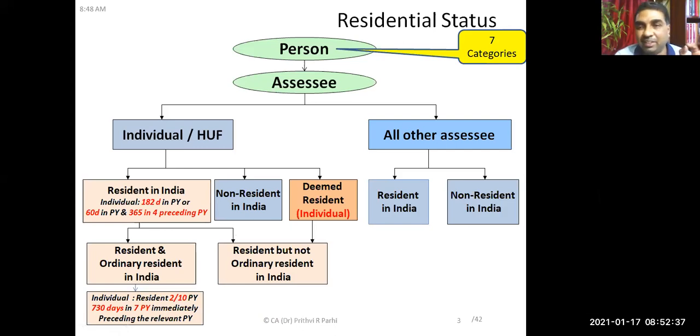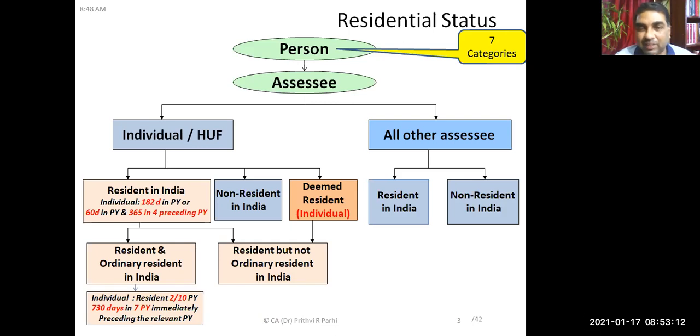But for this assessment year, there is a new concept that is called the deemed resident concept for individuals. That is applicable not for HUF, only for individual. There is one more possibility that in certain situations, an individual may be deemed to be a resident. This was not there in the previous assessment year. Is it clear to you? For assessment year 21-22, we are learning this concept of deemed resident.